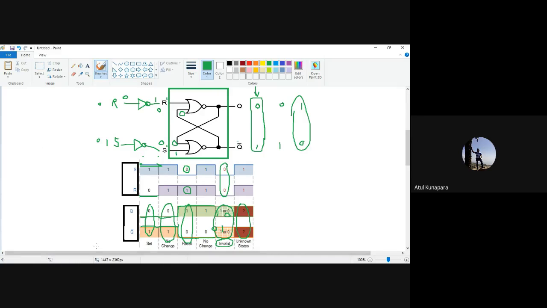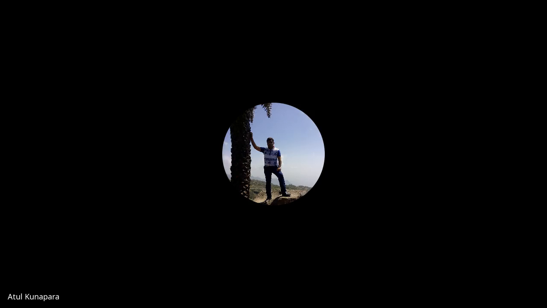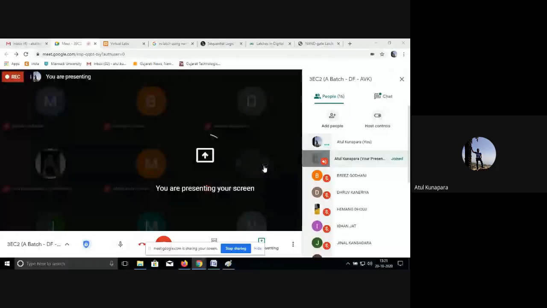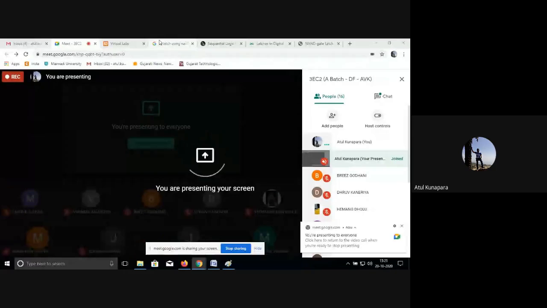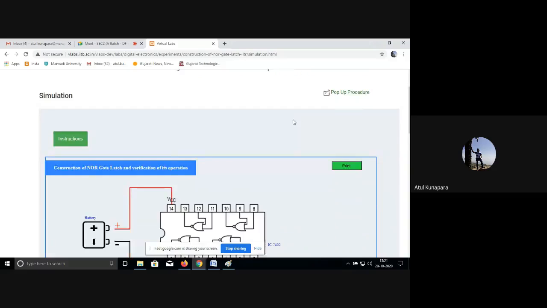Now let's go into the virtual lab verification. There you can see that virtual lab verification. So let me share that virtual lab here now. Okay, now can you see this virtual lab here? I have taken it in simulation.